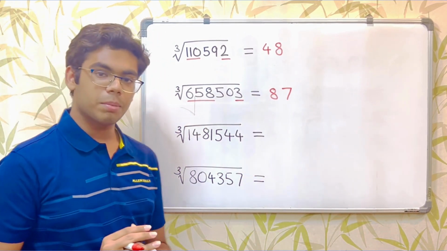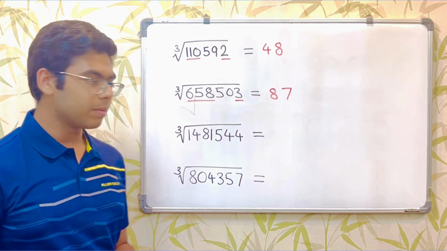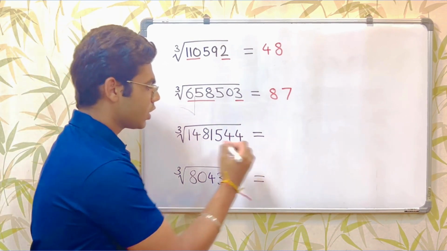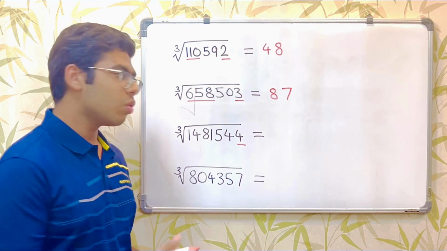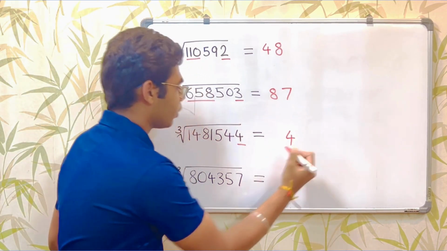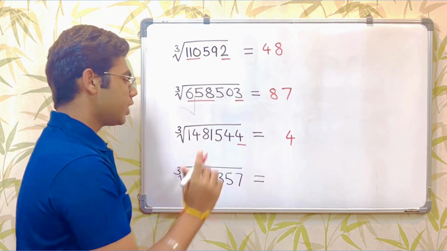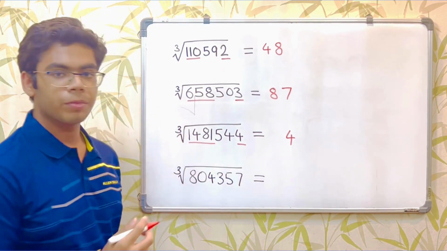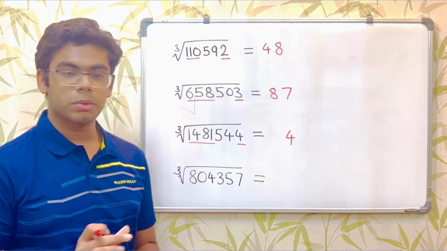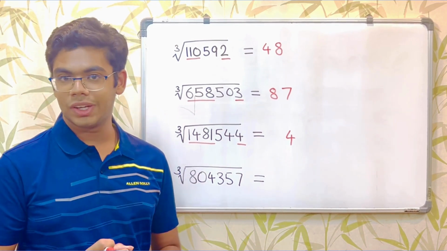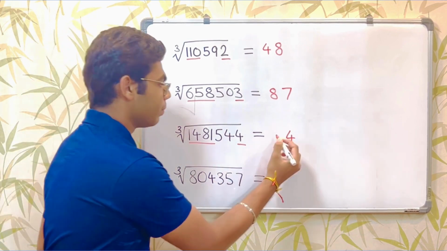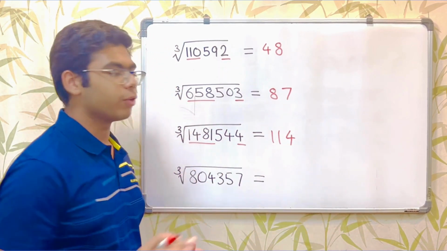For our last example, we'll follow the same steps again. Looking at 4, which is the units digit of the cube, we can tell that the units digit of the original number would be 4. Now, ignoring the last 3 digits and focusing on the first 4, we need to find the closest cube that is less than 1481. This cube is 1331, which is the cube of 11. So our answer is 114.